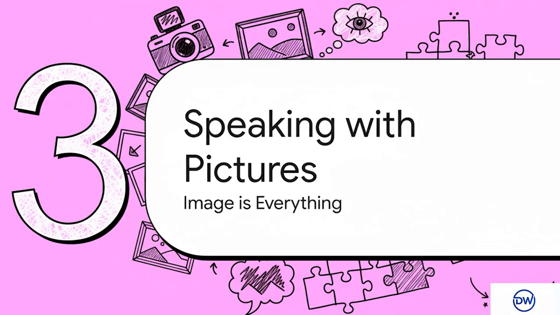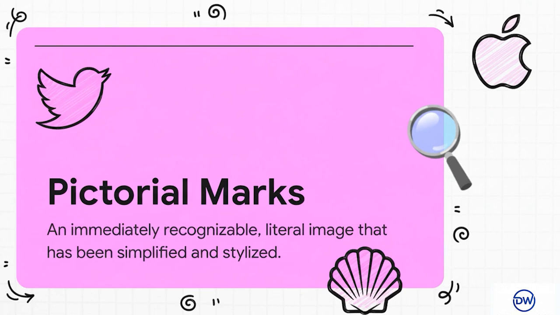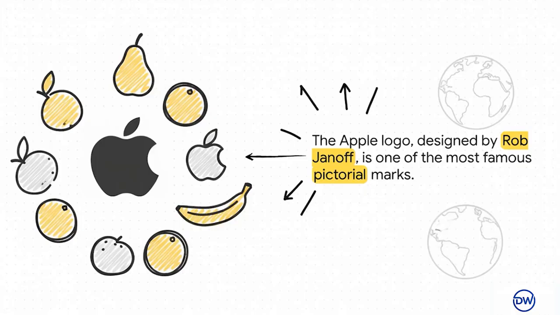This is where brands use images we all recognize to tell their story. We call these pictorial marks. And the key thing to remember here is that the image is a literal, real-world object, like a bird or a shell or an apple, that's been simplified and boiled down to its most essential, elegant form. And of course, there's no better example than this one right here. The Apple logo is the perfect pictorial mark because it directly hints at the company's name. It's simple, it's sophisticated, and it's understood all over the world without needing a single word. Just a masterpiece of communication, really.